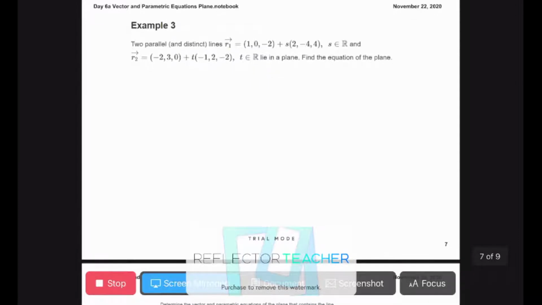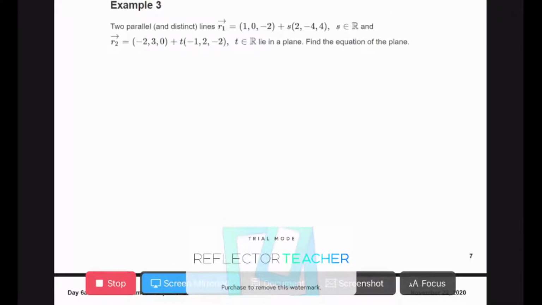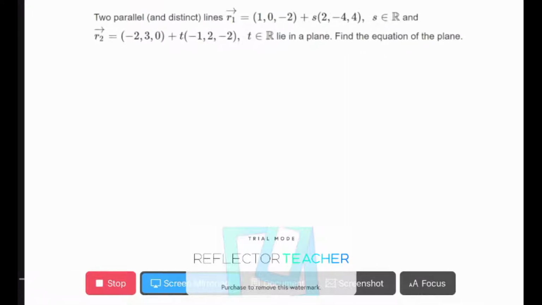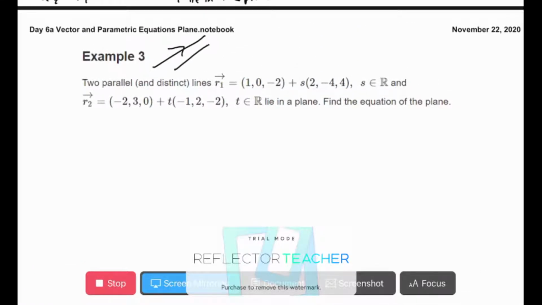Example 3. 2 parallel and distinct lines, so they're not collinear. That's good, I suppose. So parallel and distinct. So just remember, let's visualize. It's going to look like this, as opposed to collinear, which are, you know, the same line or two exact identical lines on top of each other. So 2 parallel and distinct lines, and they're given here.